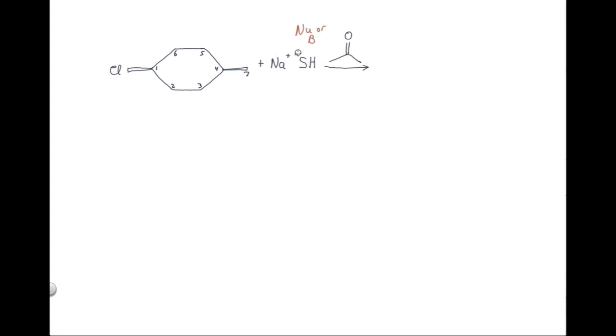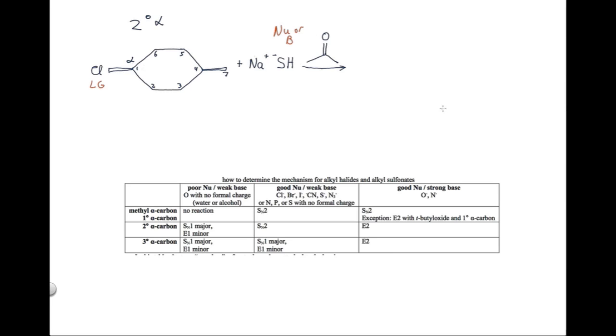Remember that a negative charge makes you want to donate electrons, and the electron donating roles are nucleophile and base. We see a neutral chlorine, which looks like a good leaving group, and that would make carbon 1 into our alpha carbon. And we can notice that carbon 1 is a secondary alpha carbon. So we're ready to choose our mechanism. A secondary alpha carbon puts us in the middle row of the table.